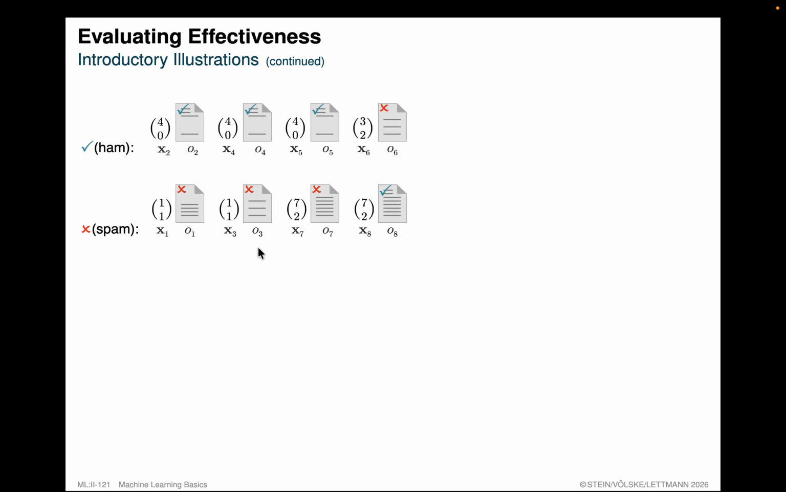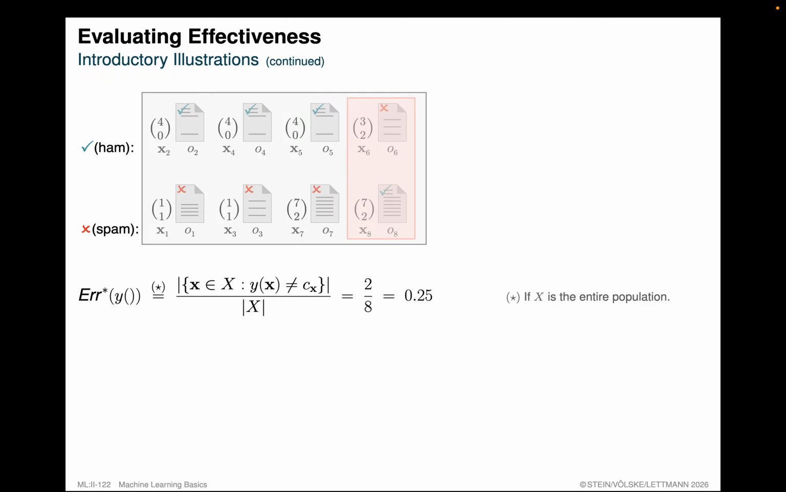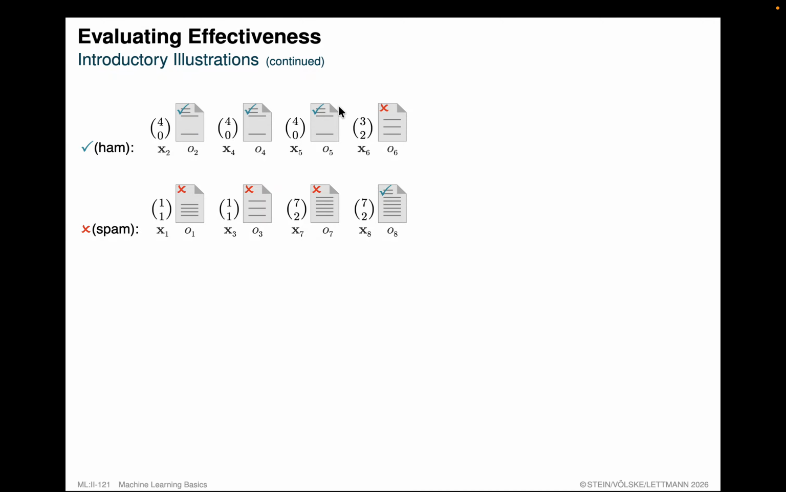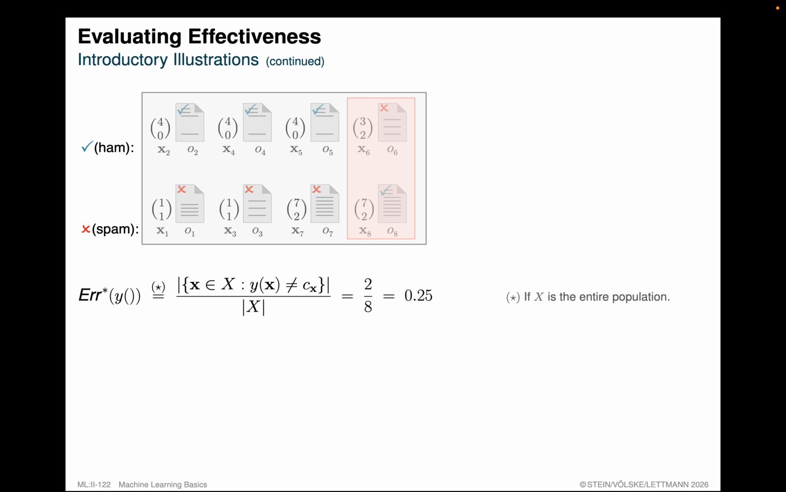Starting from this situation, we see that we can compute already an error. The model function made errors. Emails that were classified by our ideal target function, the human judge, as ham are actually called spam by the model function, and vice versa. So the objects x6 and x8 are falsely classified.